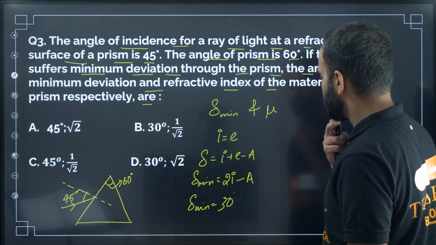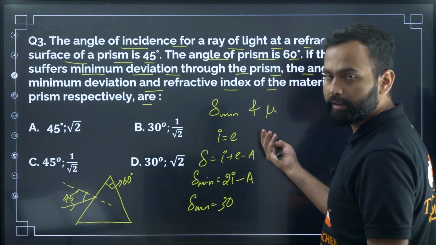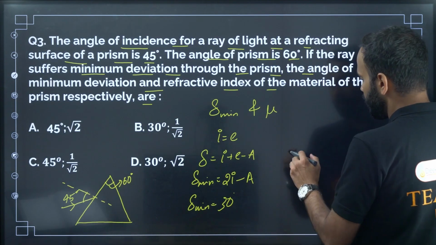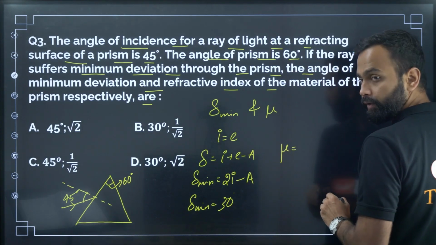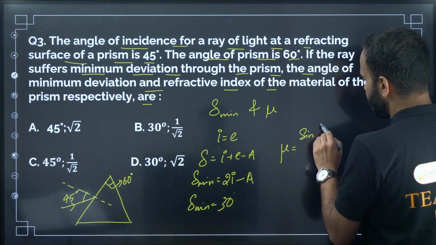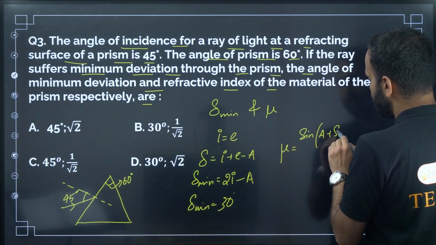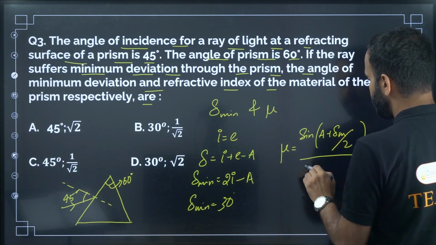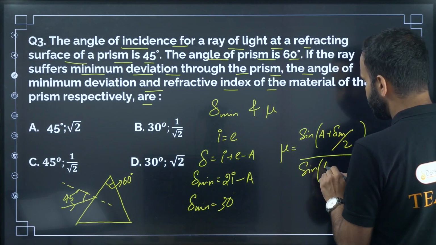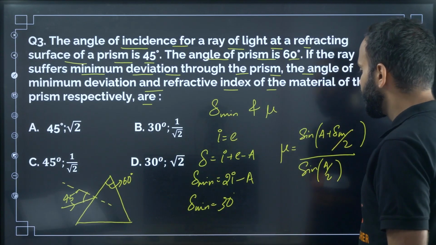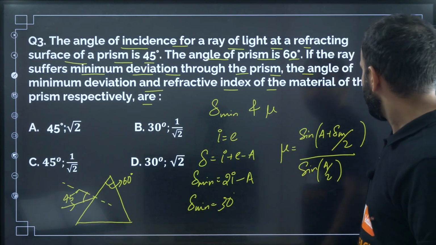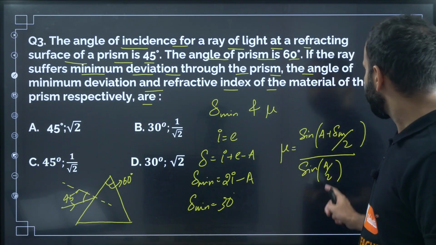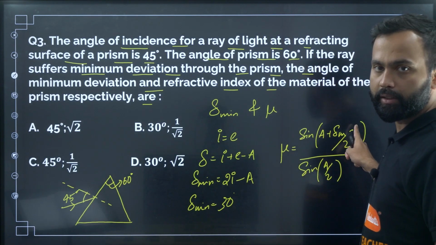Okay, let's find the refractive index of the prism. Here the refractive index of the prism, mu equal to sine of (A plus delta m) divided by 2 whole, divided by sine of A by 2, right? A is 60 degree, right? And delta minimum is 30 degree. So 60 plus 30 is 90.